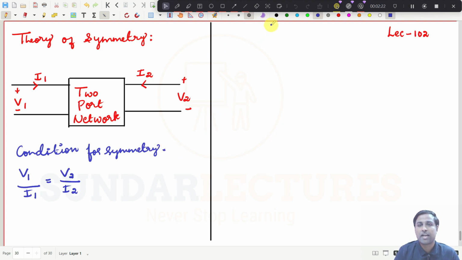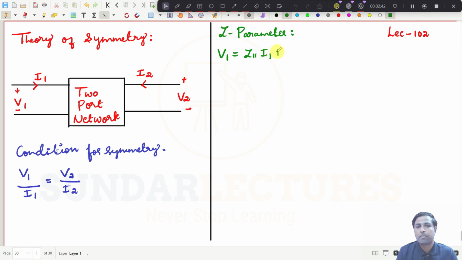First we will go for Z parameter. I am not going to draw the diagram again and again, because this is the common diagram for all the two-port networks, and the parameters will differ, right? So first, what is the Z parameter equation? V1 is equal to Z11 I1 plus Z12 I2. This is the first equation. And the second equation: V2 is equal to Z21 I1 plus Z22 I2, right?